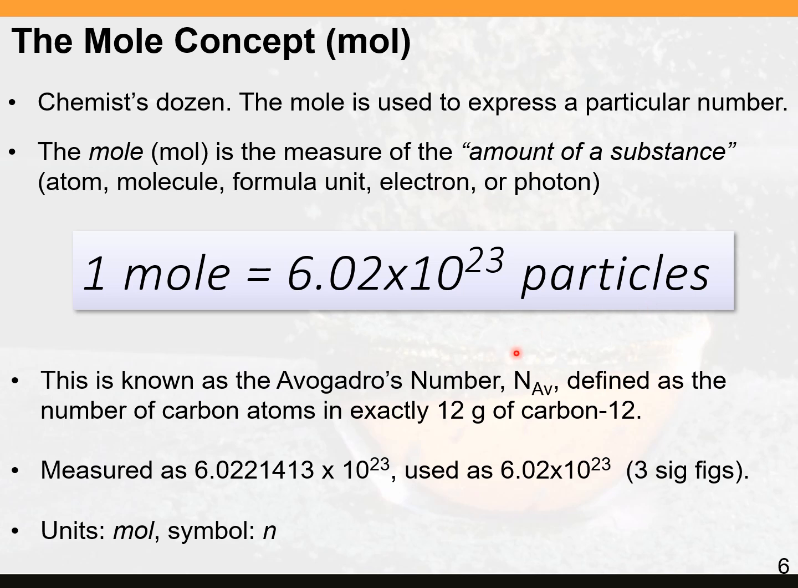It's a collective number, just like a dozen. Thus, the term mole is referred to as the chemist's dozen. This makes working with large quantities of atoms much more manageable in chemistry calculations. Avogadro's number is defined as the number of atoms contained in 12 grams of carbon-12. Based on recent measurements, this number is used in 3 significant figures as 6.02 times 10 to 23. The unit for number of moles is mole, and it is abbreviated by lowercase n.